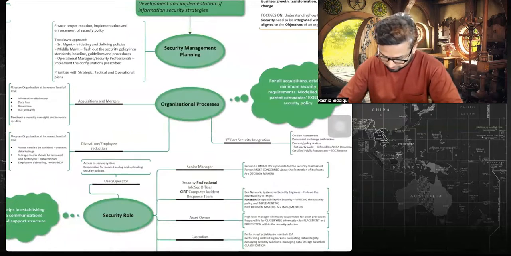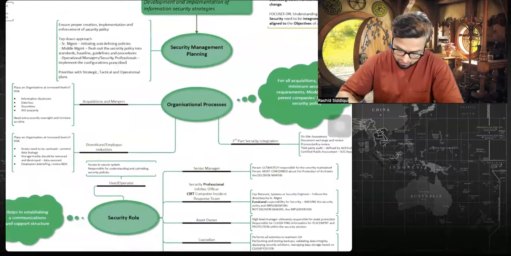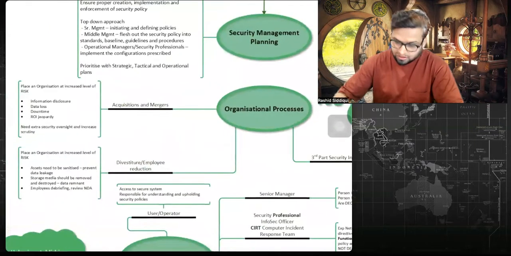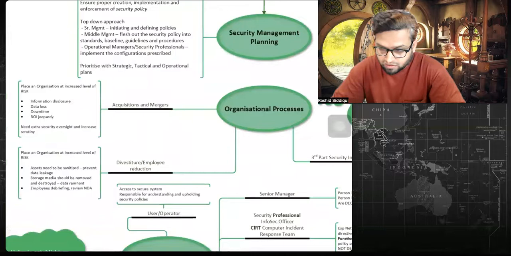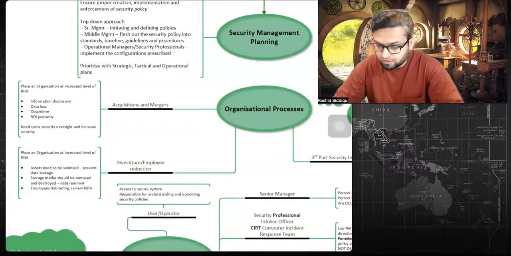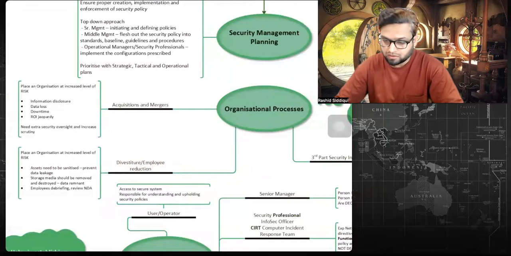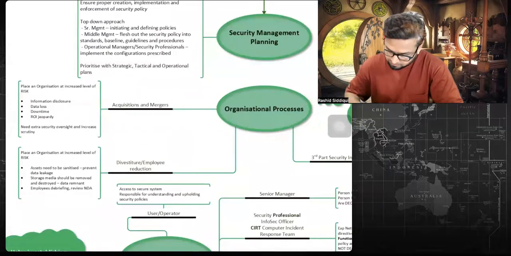So what are these things? If we look into acquisition and merger, as the name suggests, it is about acquiring a new entity. So you have a parent company, and it acquires a new company. When you are in this process of merging the two companies, then you have to think about the security governance of both companies and how you will come to a common understanding.